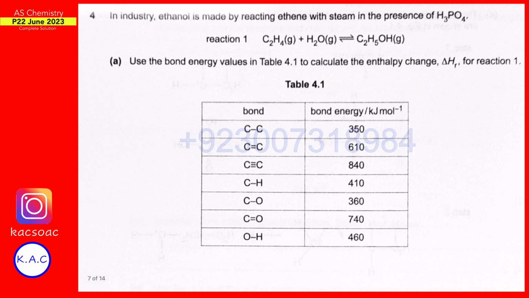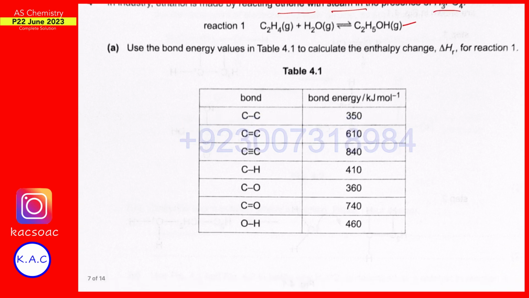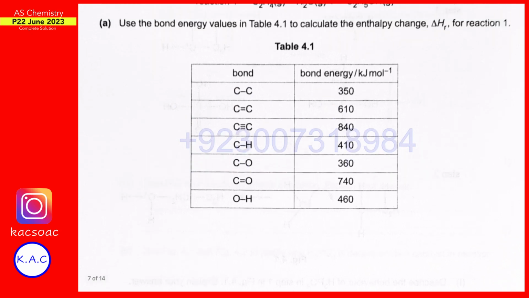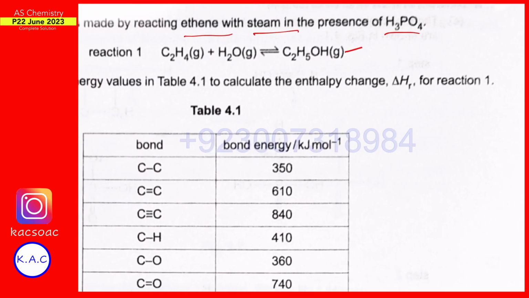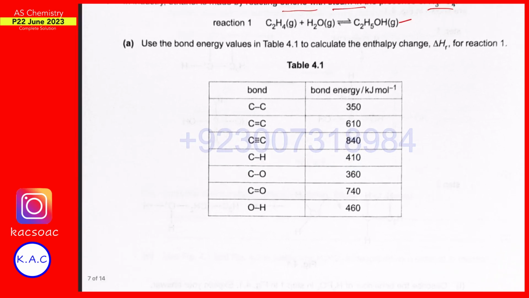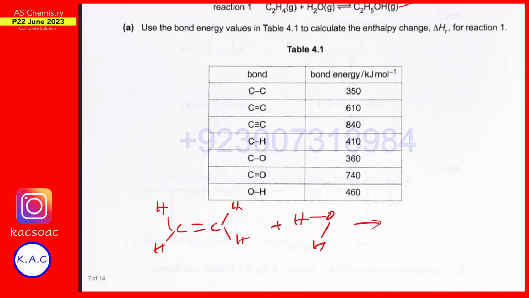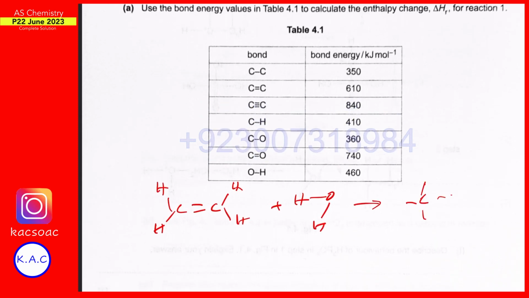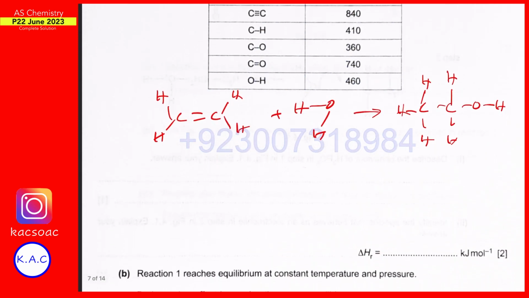Question number 4. In industry, ethanol is made reacting ethene with the steam in the presence of H3PO4. Reaction 1. And here is the energy table. He is asking to find the enthalpy change R for this reaction 1. Basically, it is necessary to write the displayed formula. C2H4 plus HOH goes to ethanol. Ethanol, you know, that is the displayed formula of ethanol. And nothing else. Yes, it is an addition reaction.